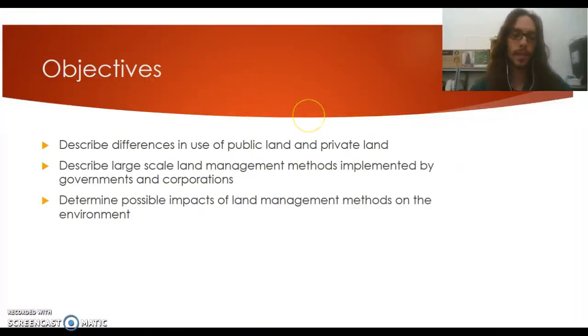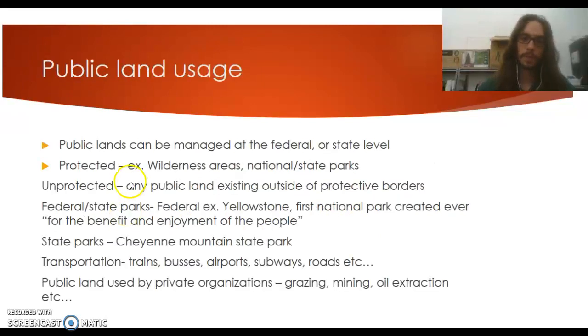The objectives of this lesson are to describe differences in use of public land and private land, describe large-scale land management methods implemented by governments and corporations, and to determine possible impacts of land management methods on the environment. So let's get into public land usage.